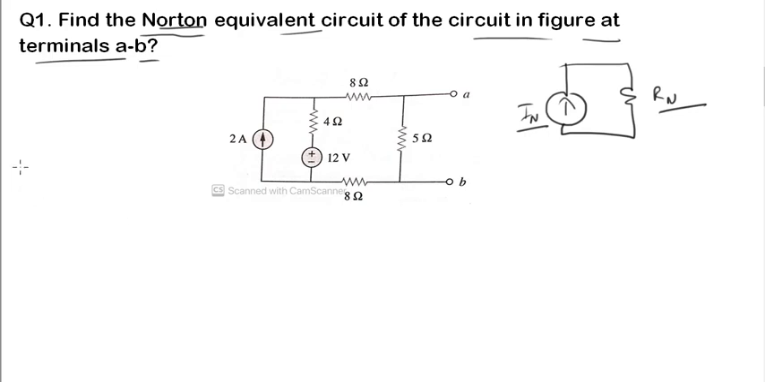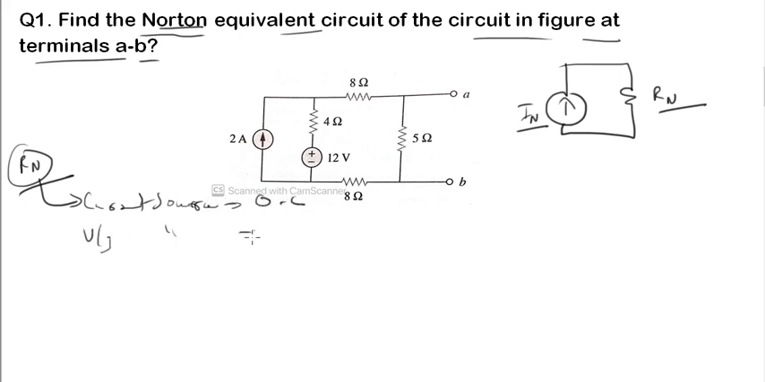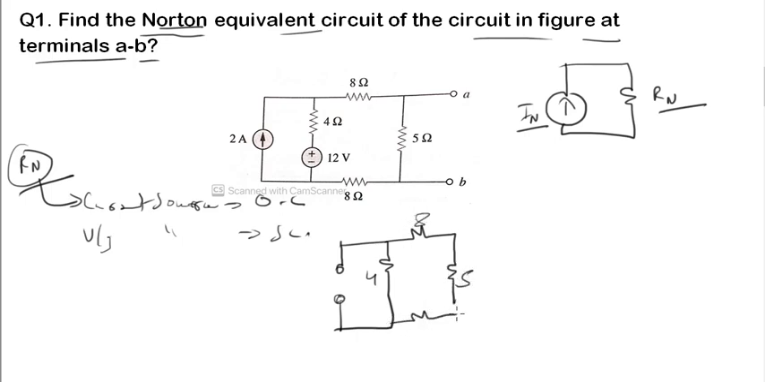First I am calculating the Norton resistance. For the Norton resistance, we have to turn off the independent sources. The current source will be replaced by an open circuit, and the voltage source will be replaced by a short circuit. So we should see the circuit: 4 ohm, this is short circuit, 8 ohm, 5 ohm, and this is 8 ohm, and this is A and B.